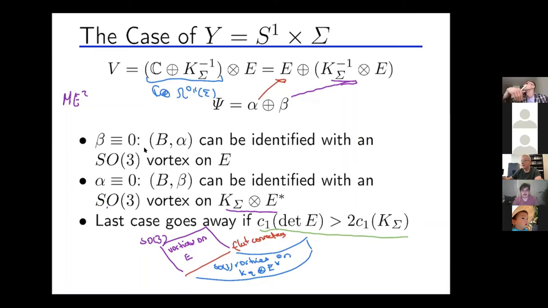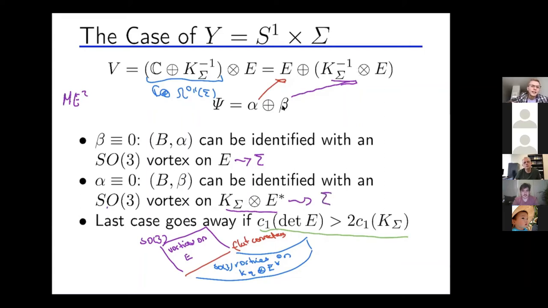But essentially what happens is what happens all the time. If you go through the details, one of these two sections vanishes identically. If beta vanishes identically, essentially the solution can be identified with an honest SO3 vortex on the bundle E over the Riemann surface. And if alpha vanishes identically, there's some duality argument that you have to do, but the solution can be identified with an SO3 vortex on K tensor E dual. It's the dual of the second factor that you see here, so it's not a typo.